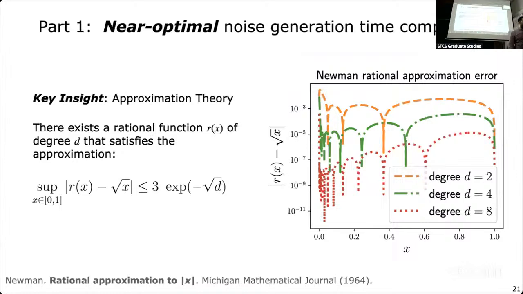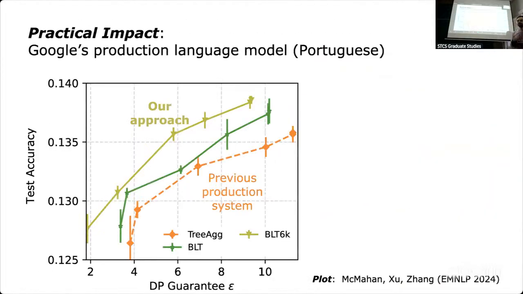And the key here relies on constructing a rational approximation to the square root function, which is a very interesting connection in my opinion. This approach has also led to an improvement over Google's previous production language model across various languages. This plot shows the Portuguese language model, where we again see that Pareto dominance. This is a production system, so getting good computational cost is not negotiable. The previous approach, which had good computational cost, turned out to be not as good empirically.